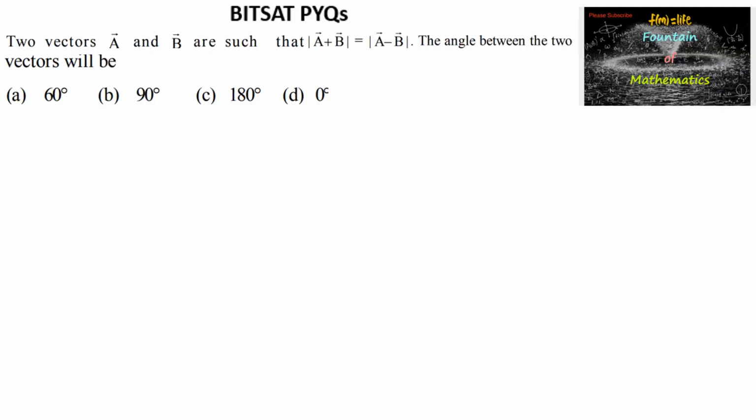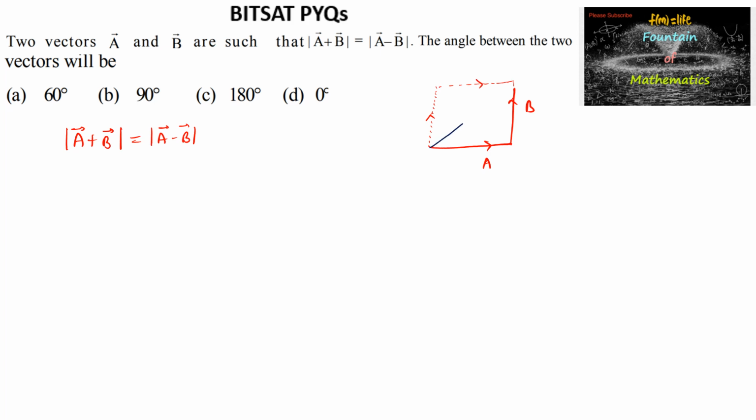Given two vectors A and B such that mod of A plus B is equal to mod of A minus B, we need to find the angle between the two vectors A and B. Basically, when two vectors A and B are given, let's take the parallelogram defined on these two vectors. So we can get the two diagonals.